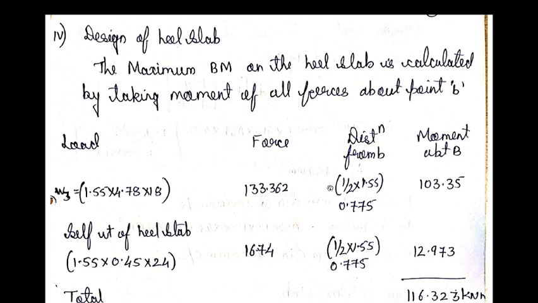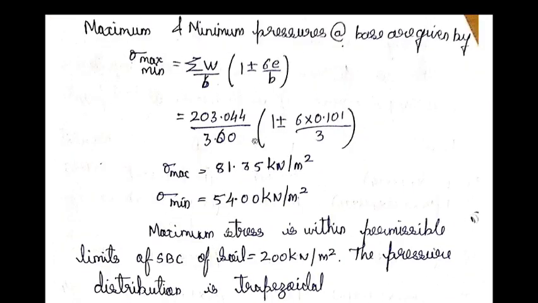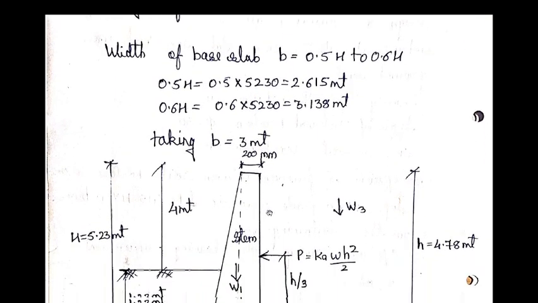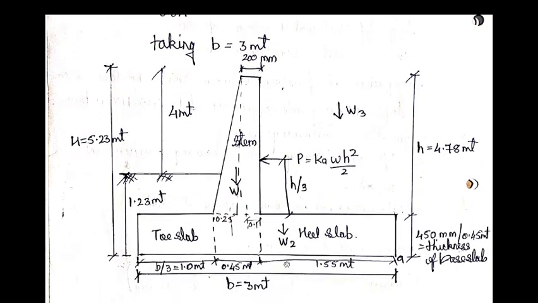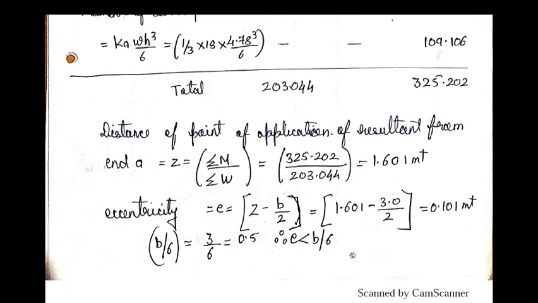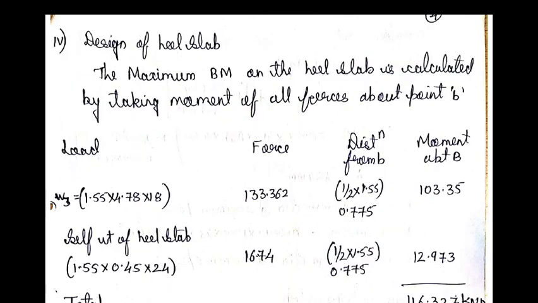So in the diagram, this is nothing but a design of base slab only. We have divided the diagram into heel slab and the toe slab. So this portion whatever is there, that will be designed as heel slab, and this portion whatever is there, that will be designed as toe slab. So let us design the heel slab.